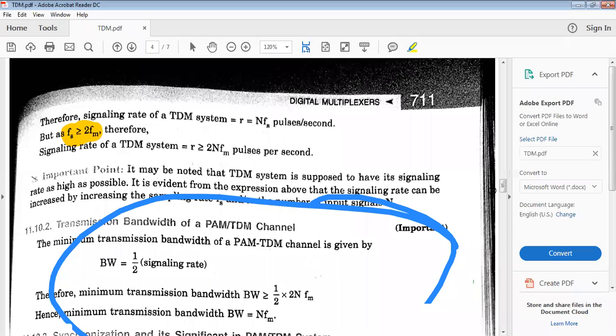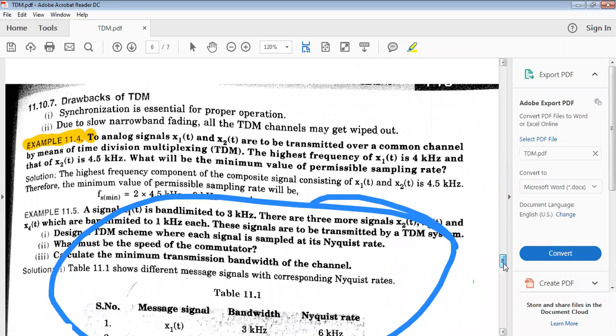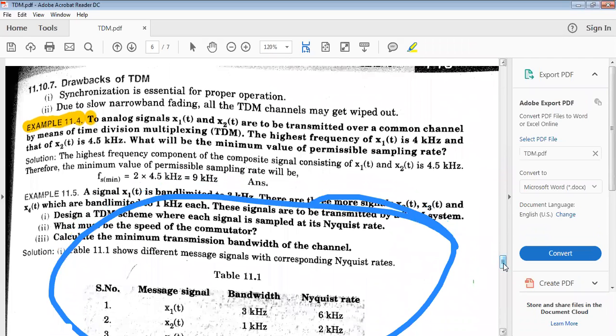Yes, sir. Fs greater than or equal to 2 Fm. Fm is the maximum frequency present in the message signal. Here one user has 4 kilohertz and the other user has 4.5 kilohertz. So what is the maximum frequency in the message? 4.5 kilohertz. So what will be the minimum sampling rate? 2 into Fm, that is 2 into 4.5.